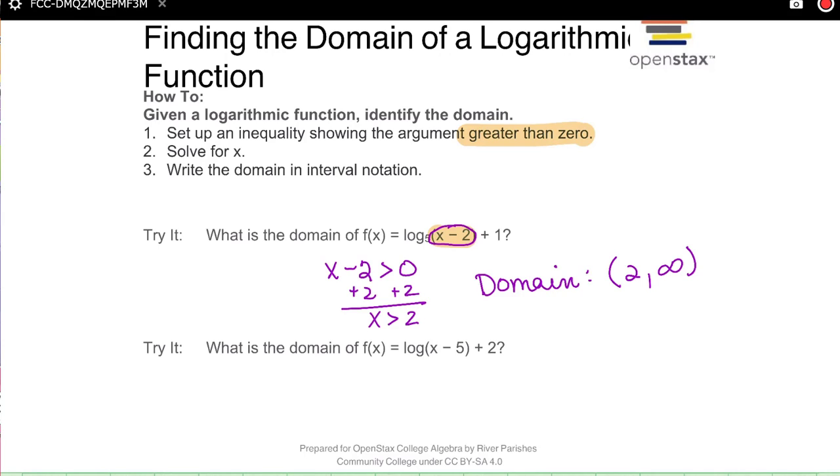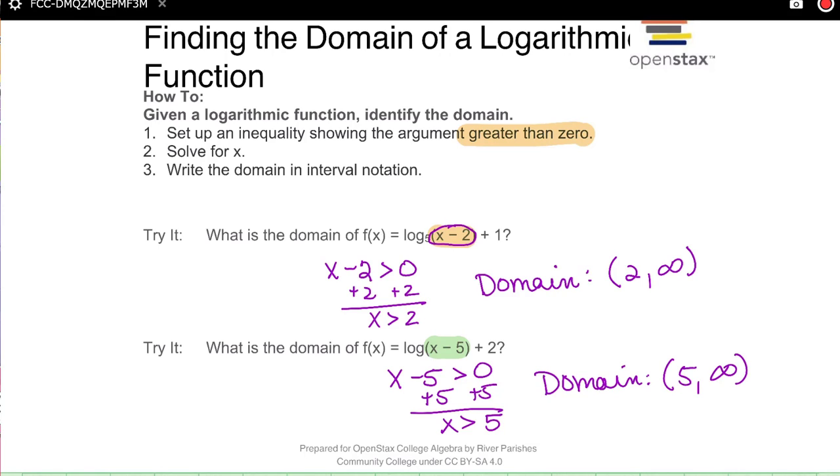Let's do the next one. We know that what's inside here has to be greater than 0. So x minus 5 has to be greater than 0. Add 5 to both sides. x is greater than 5. So the domain in this case is 5 to infinity. All parentheses again.